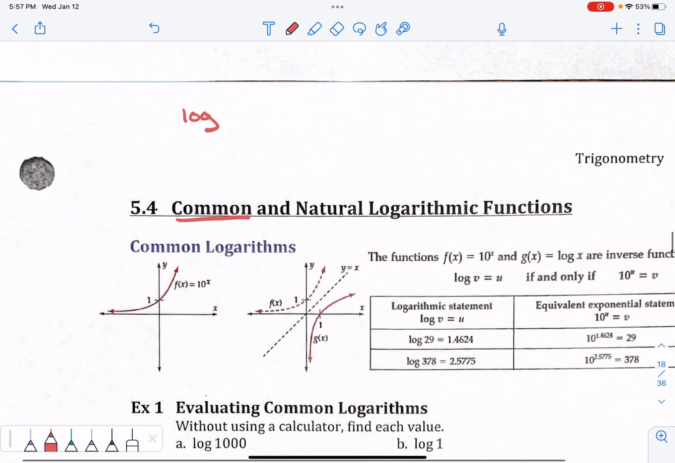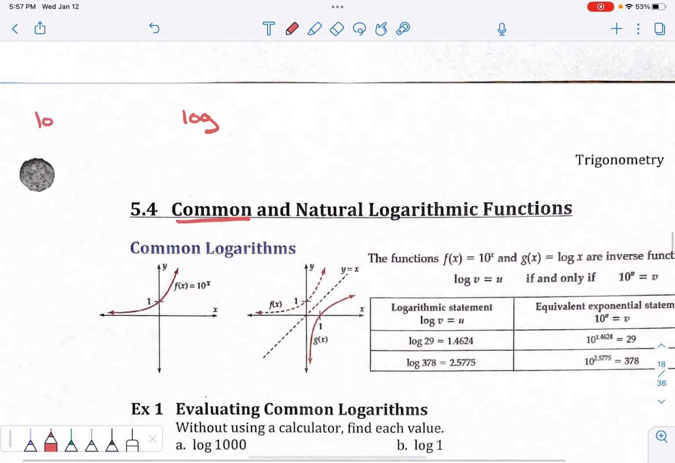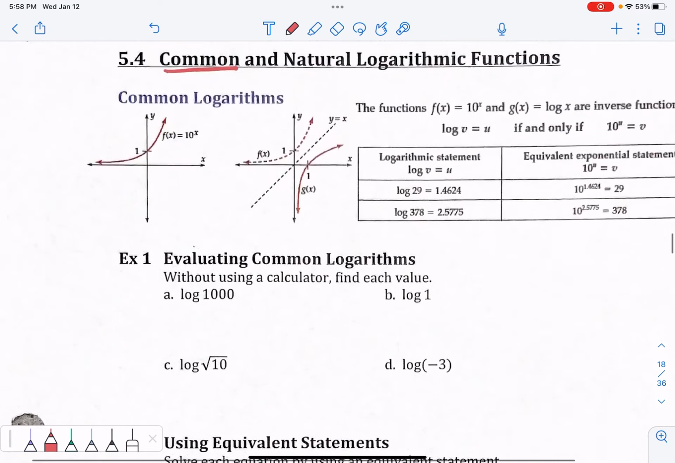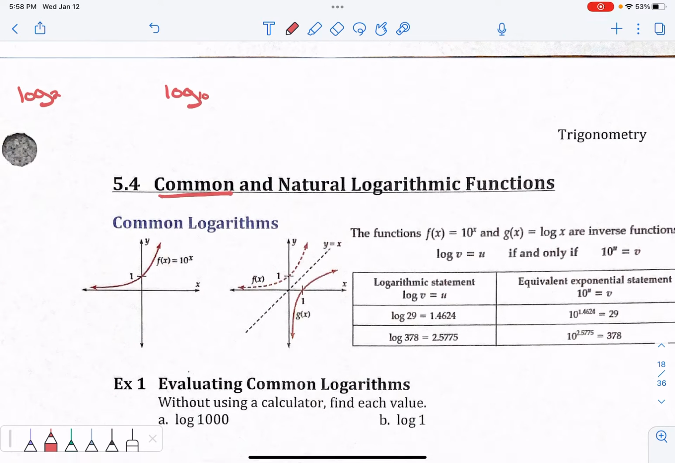You can have logs of different bases, and normally they are represented with a subscript. So like this would be log base 2. If it does not have a number, you assume that it has a base of 10. So if it just has log like these do down here, these are all log base 10. That's just the understood number. So log base 10 is a common log. That's what a common log is, log of base 10.